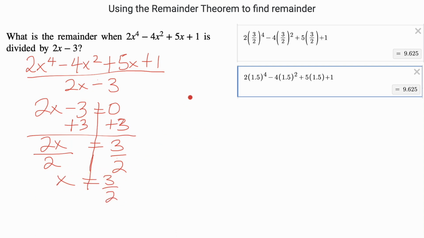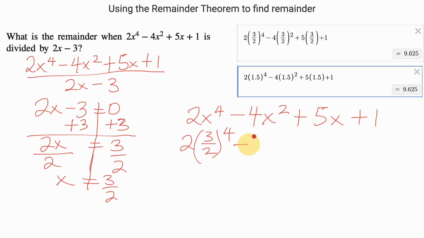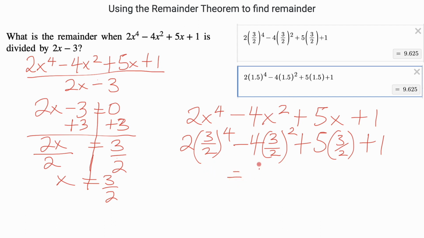And now we plug in 3 over 2, or 3 divided by 2, into the equation. So I will write down the entire thing. Plug it into the numerator, the dividend. 2 times 3 over 2 raised to the power 4, and then replace x with 3 over 2 squared, plus 5, replace x again with 3 over 2 plus 1, and type this into your calculator. We use decimals in my class. Type it into the decimals calculator, and it will just spit out the answer for you, which is 9.625. So that is your remainder.